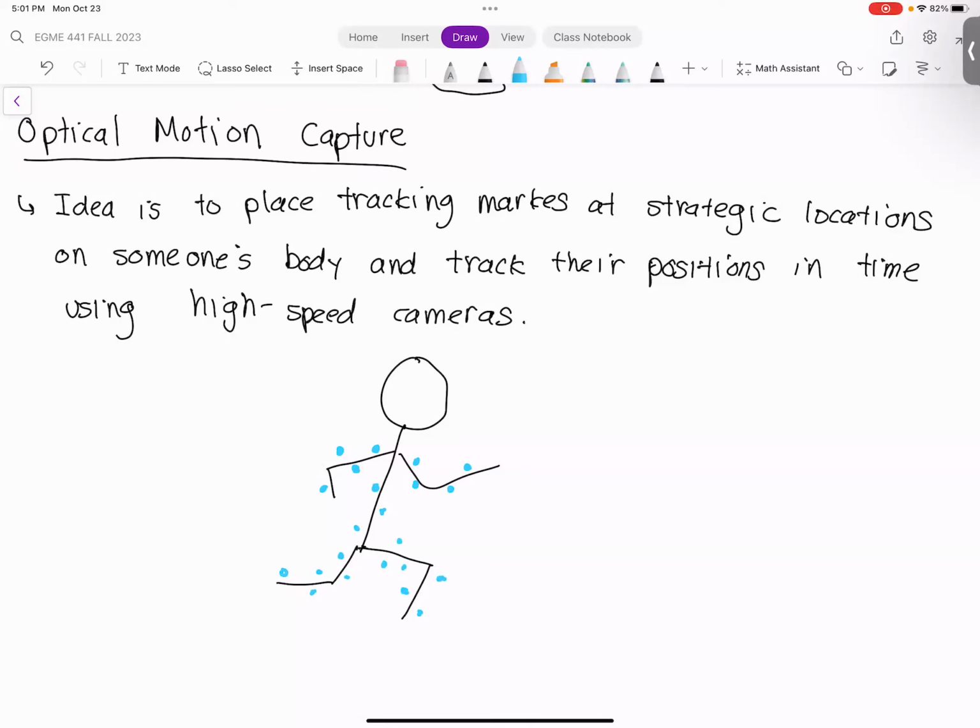Okay. They're seemingly all over their body, right? And so, as they go through motion, the positions of the trackers are marked. Okay. And you might have seen the follow-up image on a computer, a computer model of Buzz Lightyear or Woody or something like that, mimicking that same motion. Okay.